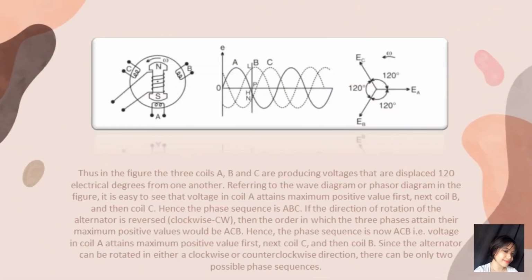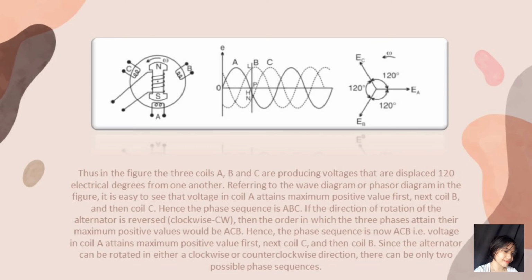Thus, in the figure, the three coils A, B, and C are producing voltages that are displaced 120 electrical degrees from one another. Referring to the wave diagram or phasor diagram in the figure, it is easy to see that the voltage in coil A attains its maximum positive value first. Next is coil B and then coil C. Hence, the phase sequence is ABC.